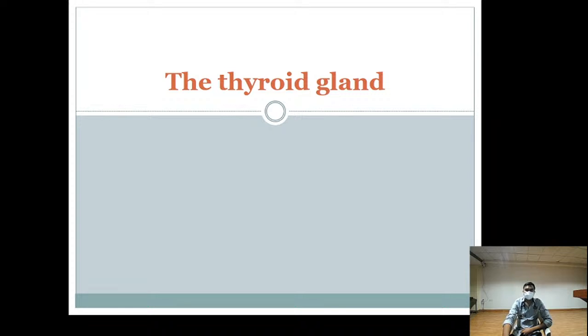Good morning, everyone. Today our topic of discussion is the thyroid gland. In the last class, we have seen an overview of the endocrine system. Now we are going into a discussion of the thyroid gland.